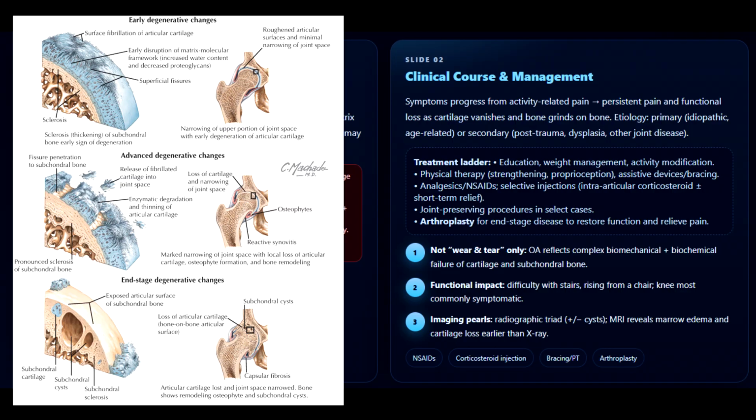So osteoarthritis is not simply wear and tear, as it is often described. It is a complex, progressive failure of cartilage and bone with biochemical, mechanical, and cellular contributions. Its clinical course mirrors exactly the anatomical changes you see on this page, from the first fibrillations in the cartilage to the exposed bone and cystic changes of the final stage.